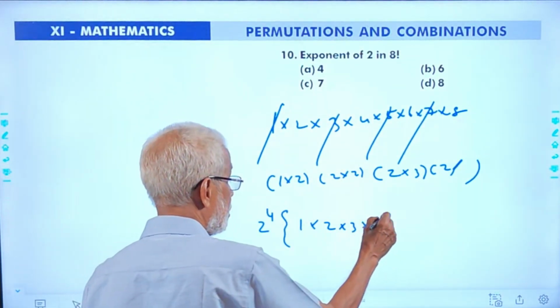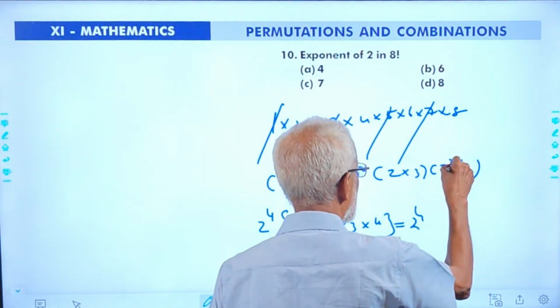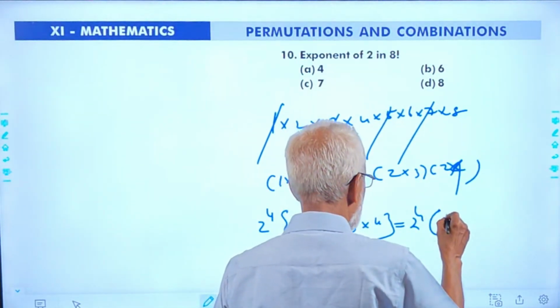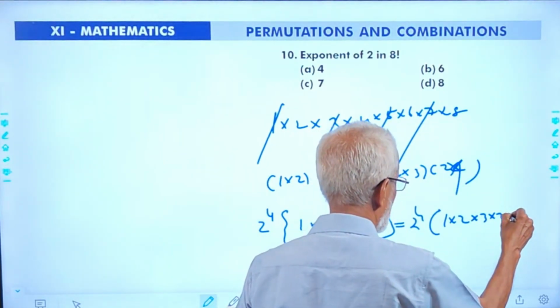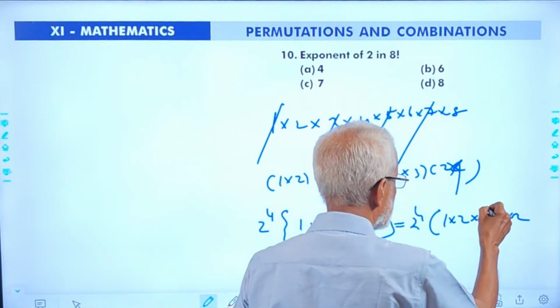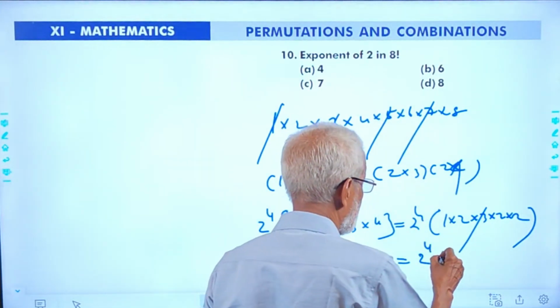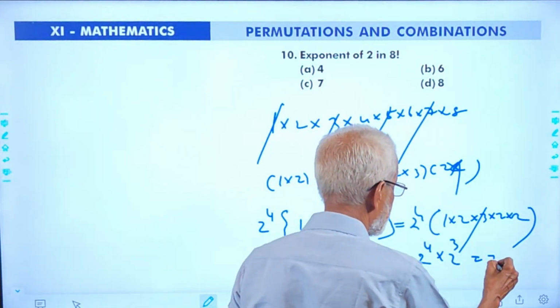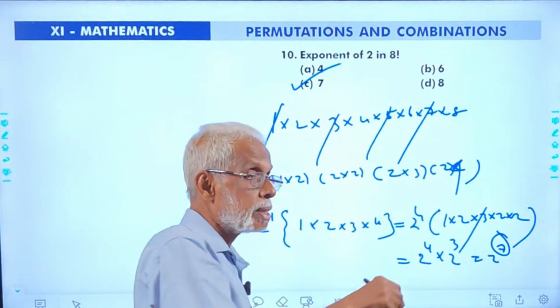Again, this is equal to 2 raised to 4 into 1 into 2 into 3 into 2 into 2, which gives 2 raised to 4 into 2 cubed. That is 2 raised to 7. Therefore, exponent of 2 is 7. The correct choice is C.